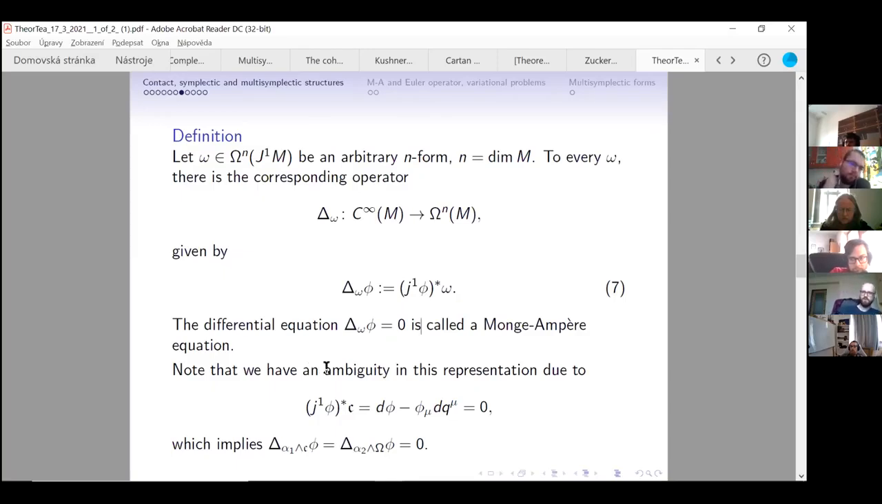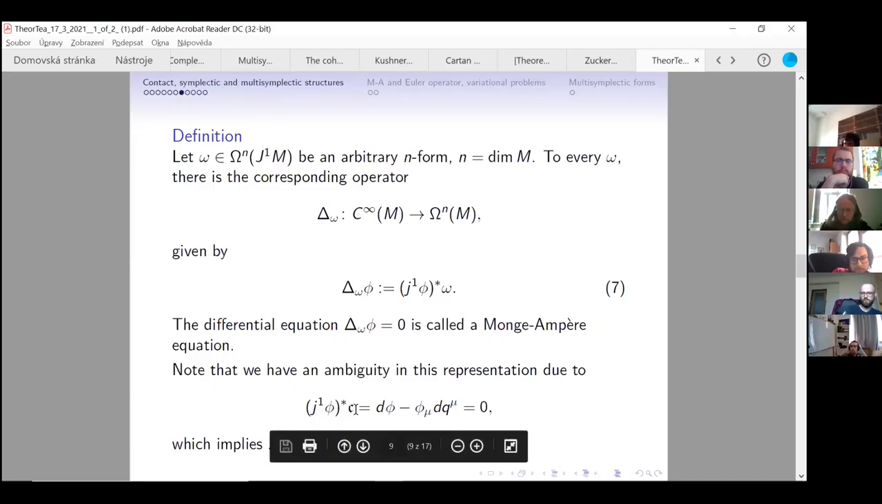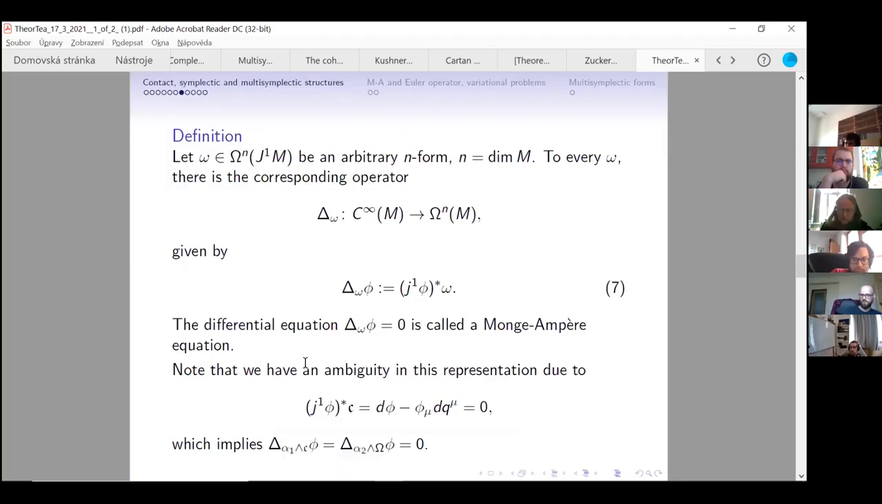Now, the important observation is that once we have an equation and we want to represent this equation by a differential n-form, this representation is not unique. The ambiguity is given by the fact that if we pull back the contact form, it's always 0 along every phi. This means that if we take an n-form on J1M which contains C in its decomposition somehow, or the exterior derivative of C, then the operator will yield 0. It will be an empty operator. The equation will be empty, right?